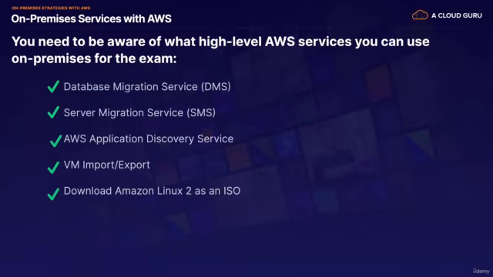You can even download an Amazon Linux 2 as an ISO and mount it on whatever virtualization you're running, so on Hyper-V or VMware or whatever. So you can actually take your own little bit of AWS and run your own little EC2 instance on-prem as well. So let's start with Database Migration Service, and this allows you to move databases to and from AWS.